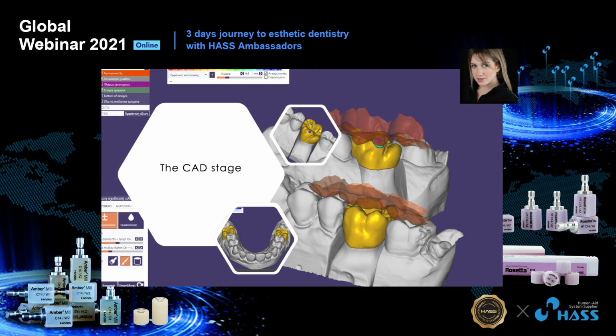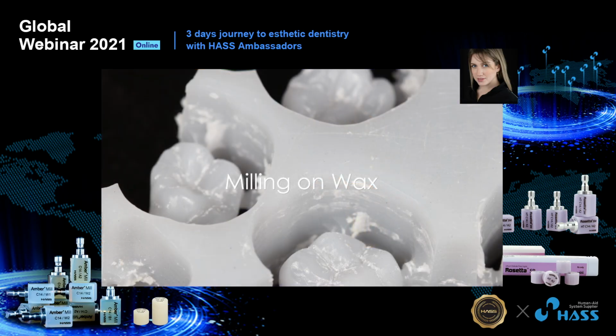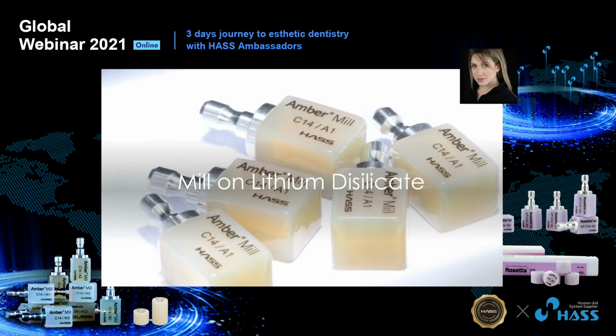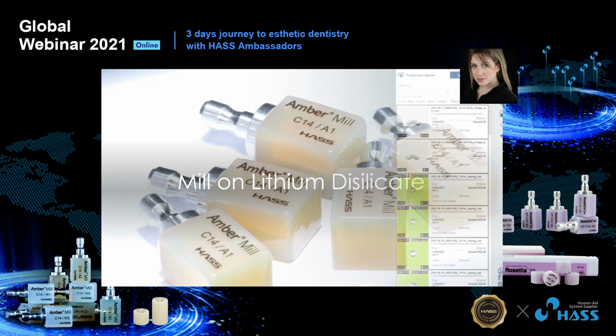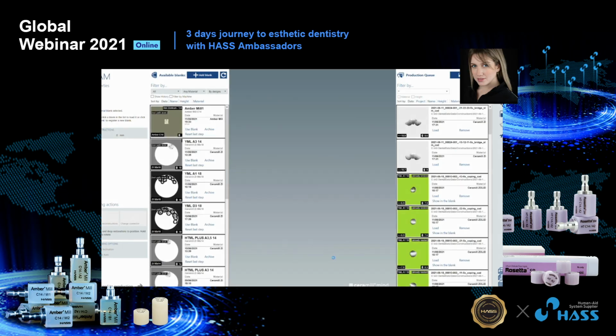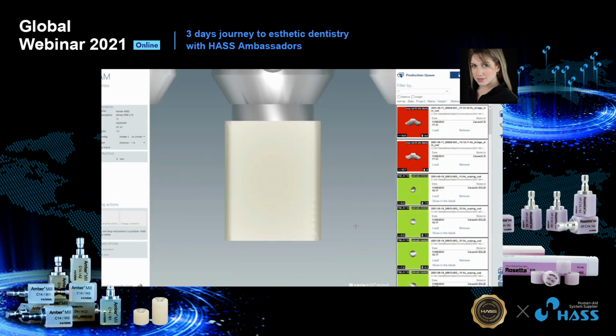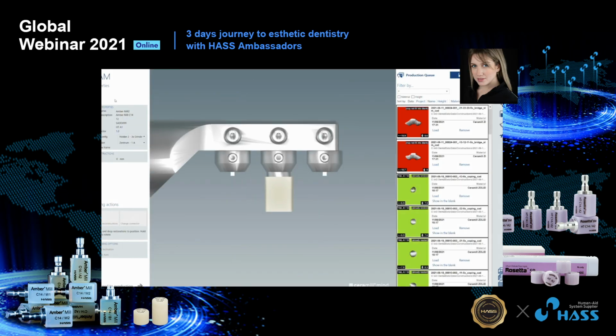After that, I decided to follow this particular case in 2 ways, and by that I mean we milled 2 different materials. We cut those full anatomy crowns on a wax disc, which we left on the side for a while, and we got Amber Mill lithium disilicate blocks, so let's start with that. I got here a video of the nesting and the milling.